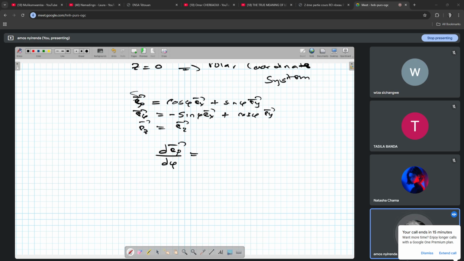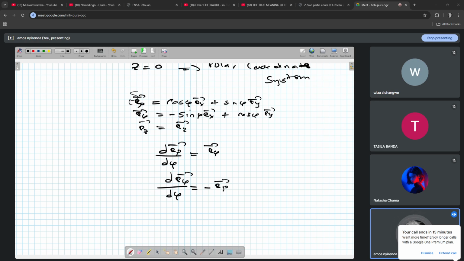When you differentiate this, you can try. Just look at these equations that I've written here. And you should be able to get, if you differentiate rho with respect to phi, what are you going to get? You get phi, like so. And then if you differentiate phi with respect to phi, you're going to get minus rho, like so.